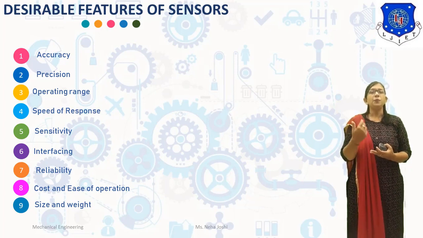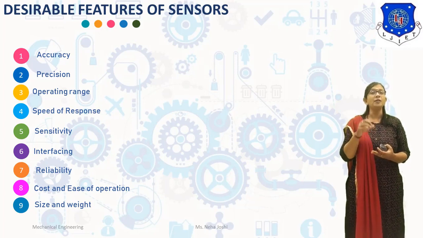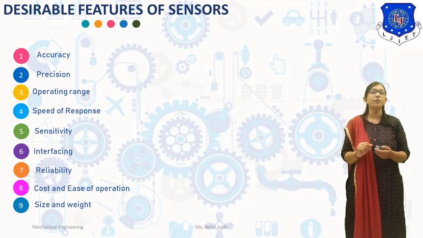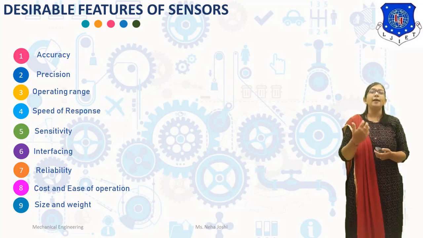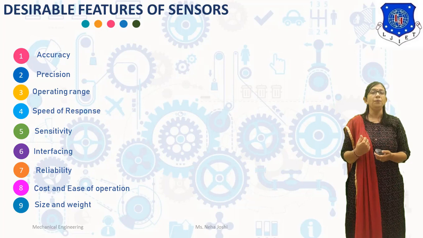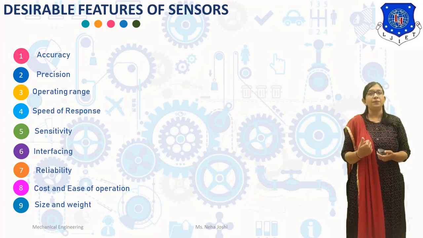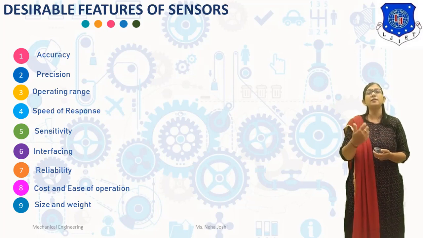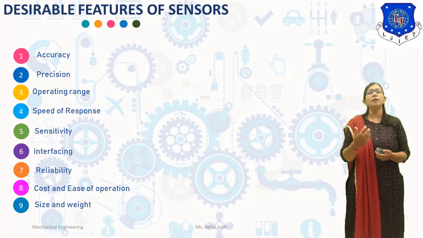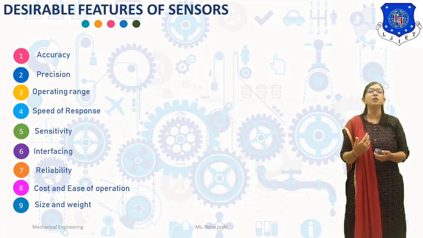The fourth feature is speed of response. Sensor must respond as quickly as possible. The next is sensitivity. Sensitivity is defined as the change in output response divided by the change in input response. Highly sensitive sensors show large fluctuation in output as a result of fluctuation in input. Next feature is interfacing. Direct interfacing of the sensors to the microcontroller or microprocessor is desirable, while some add-on circuit may be necessary in certain special sensors.